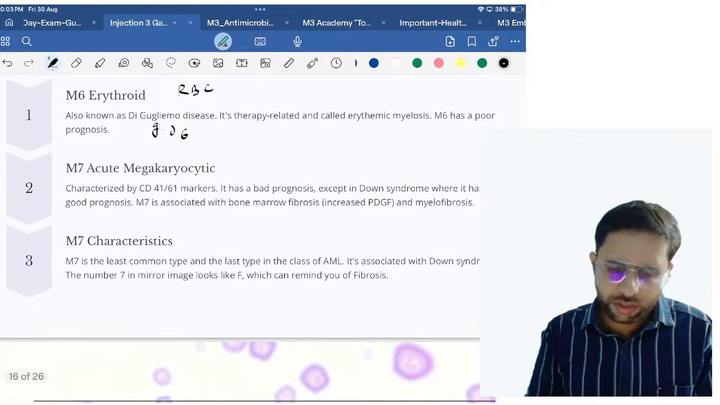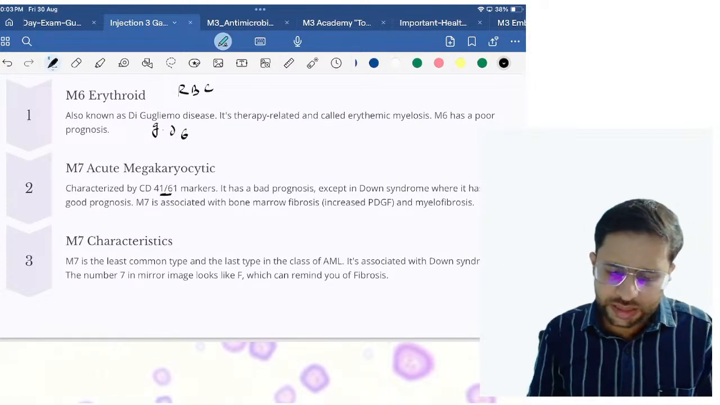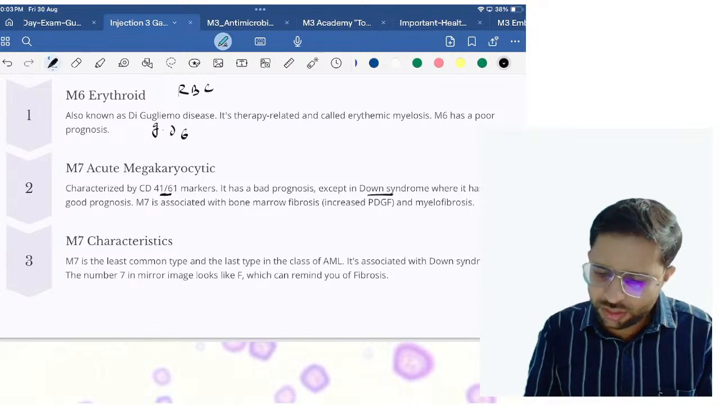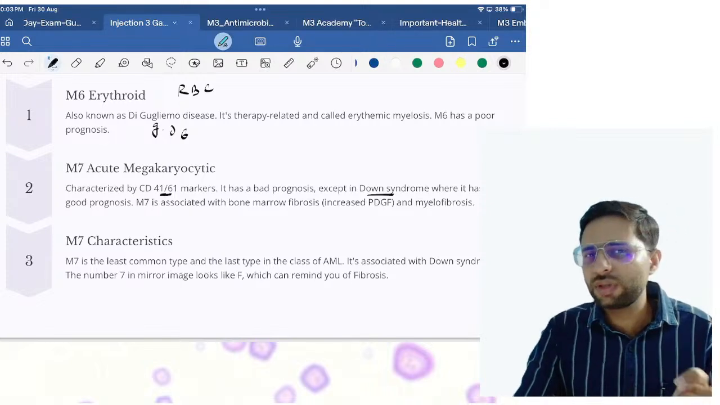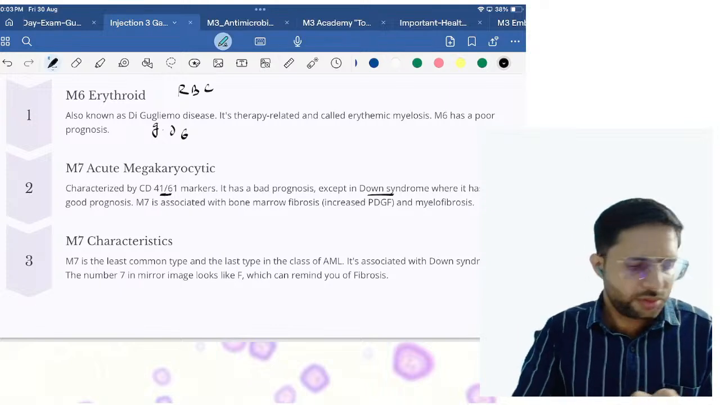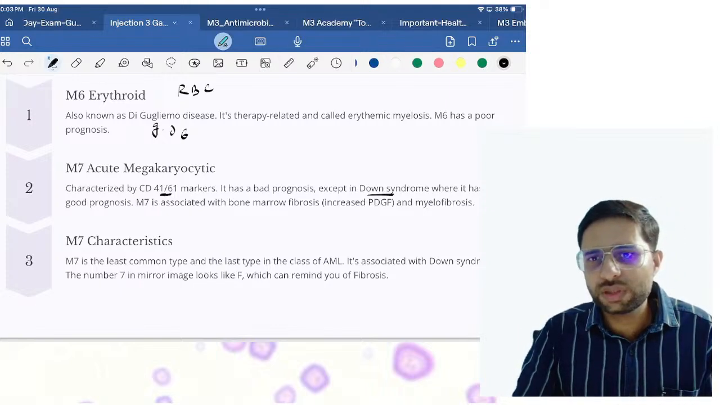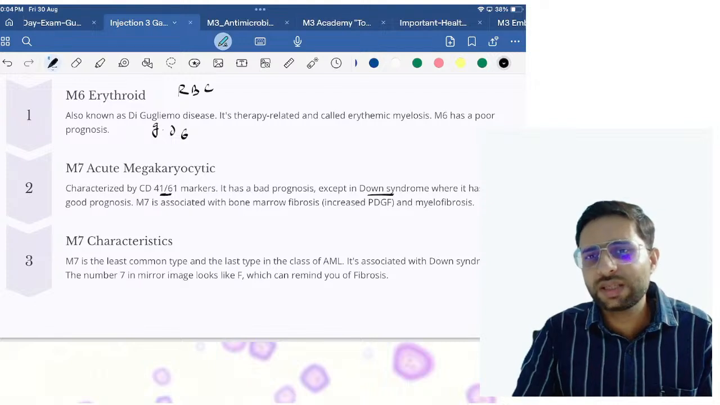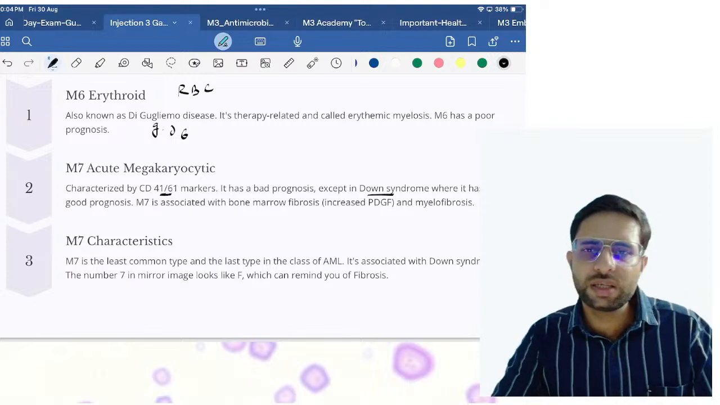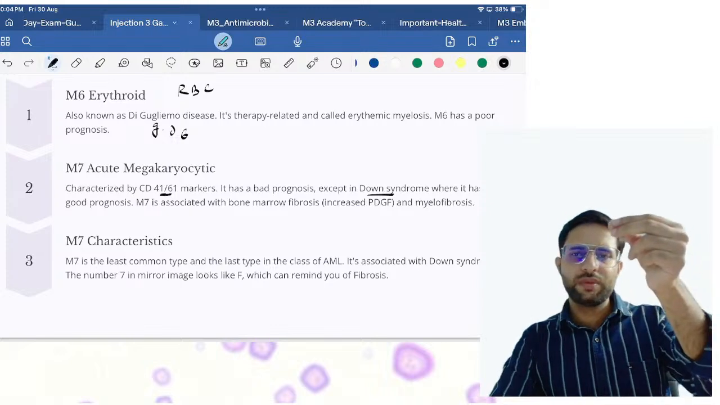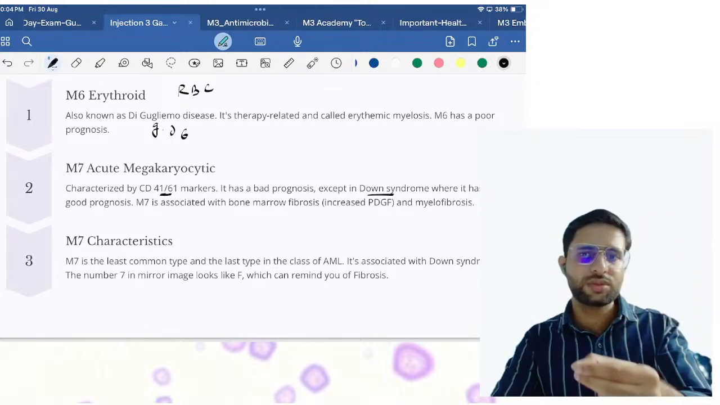Now M7 is megakaryocytic, meaning related to platelets. The platelet number comes, 41, 46. Down syndrome. Yes, so it has a bad prognosis, but if it is with Down syndrome, it becomes a good prognosis. So M7 has a bad prognosis, but with Down syndrome it is a good prognosis because one thing is given down, so another thing is good. Yes, so why is M7 associated with Down syndrome? When you are writing the numbers 1, 2, 3, 4, 5, 6, 7, the 7 is on the down position, so associated with Down syndrome.